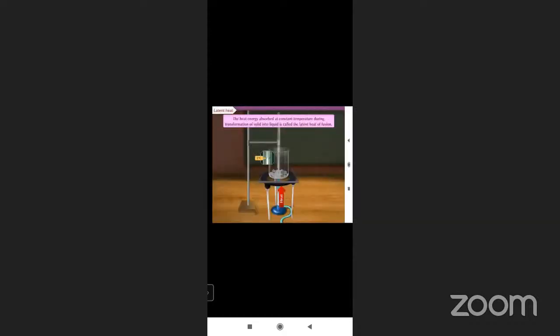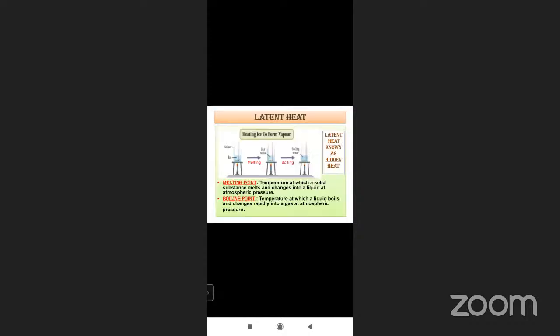Now the constant temperature at which the liquid transforms into gaseous state is called the boiling point of a liquid, right? Now you can see the definition. Already we have seen the definition for melting point, as I told you to underline that. Now the fourth definition is for the boiling point of the liquid. The constant temperature at which the liquid transforms into gaseous state is called the boiling point of the liquid. Please underline the definition and understand the difference between the melting point and boiling point.